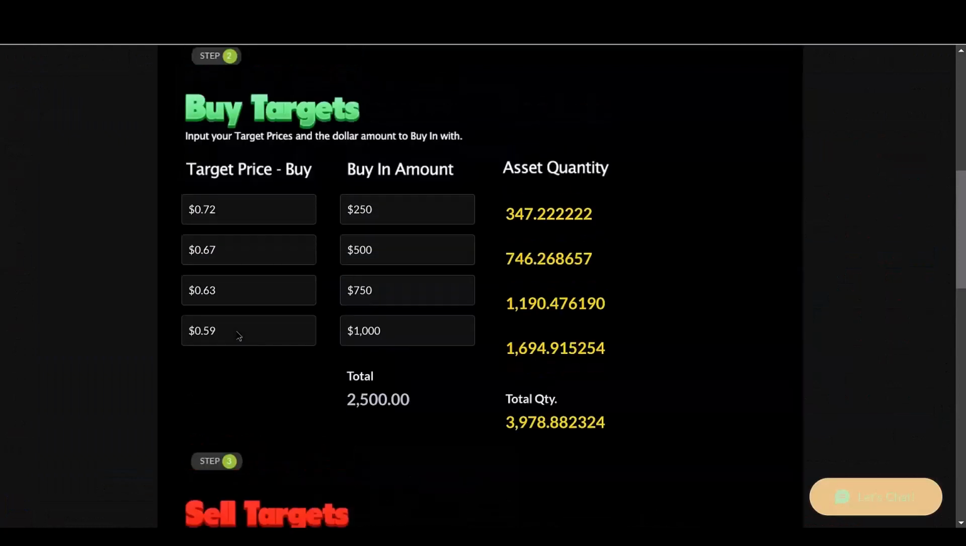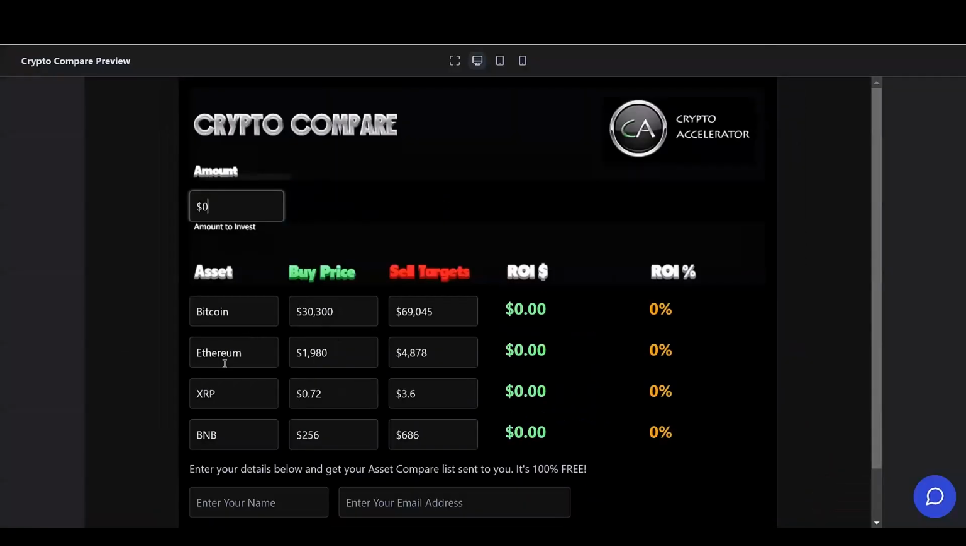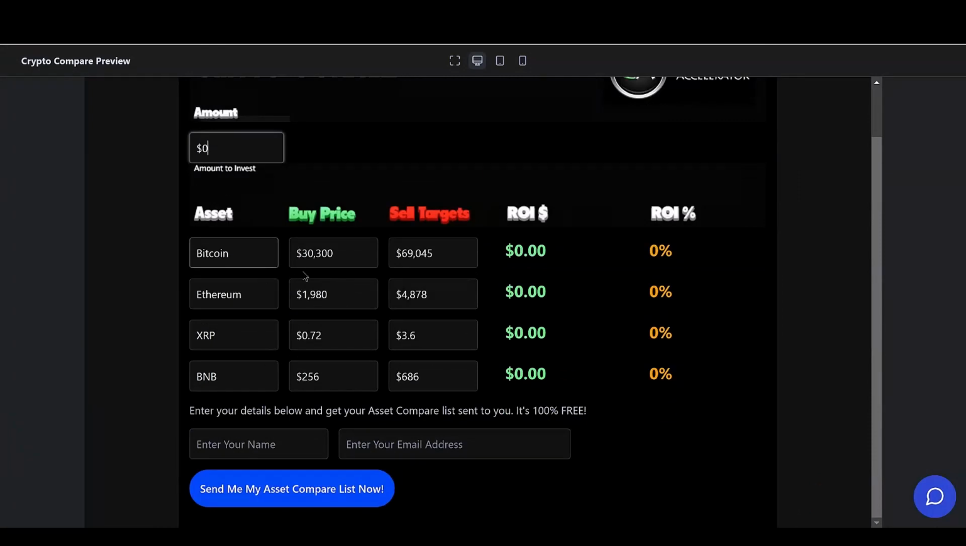So again, do your own research and decide whether or not you think XRP is a good buy right now, or whether you want to wait till some of these other targets drop down lower. Let's compare it now against Bitcoin, Ethereum, and BNB using the Crypto Compare tool. Once again, I've added in their current prices as of the recording of this video. I've put in their previous all-time highs, and we're going to see if we invest that $2,500 now, which one would be the better investment.